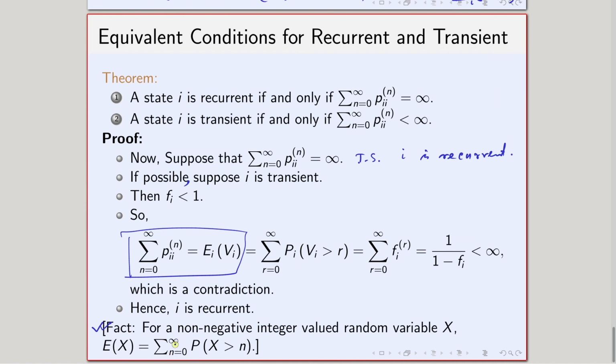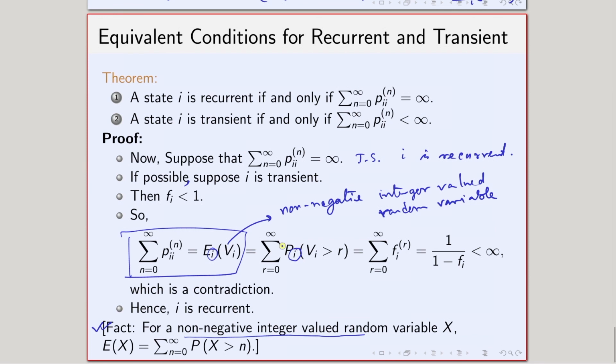This is nothing but the summation over n equals 0 to infinity of the probability that X is strictly greater than n. That is exactly what we use here, because V_i is the number of visits to state i, and that has to be a non-negative integer valued random variable. So I can use this fact on V_i; only thing is that I have the condition with respect to i here, so I have to keep that here also. Now it can be written as the probability that V_i is strictly greater than r, and I have to take the sum over r. Earlier I wrote it in terms of n, here in terms of r.